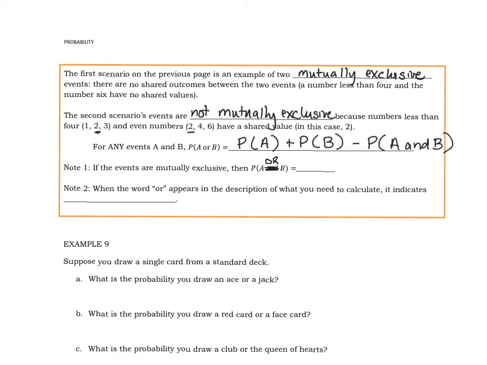And that's the probability of A or B. If they're mutually exclusive and they have nothing in common, I'm not going to have to subtract anything, am I? Okay? But every time you do one of these or situations, you have to ask, do they have anything in common? First of all, you need to remember that or means addition.